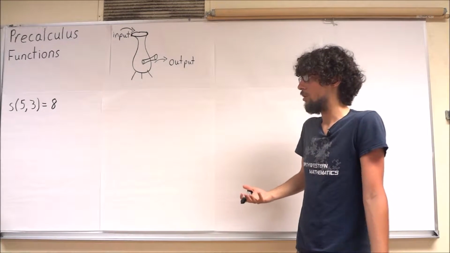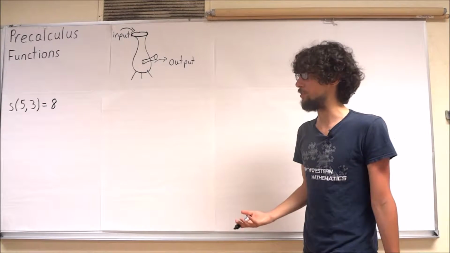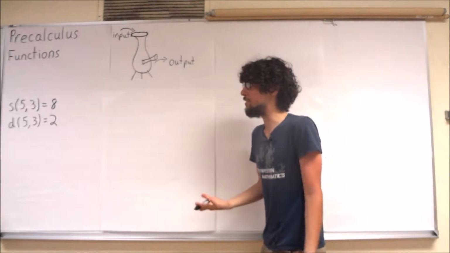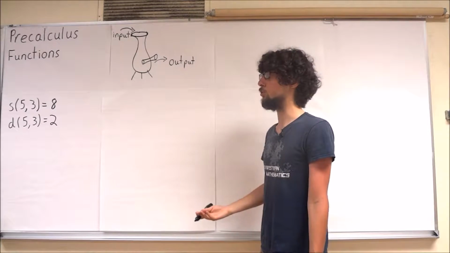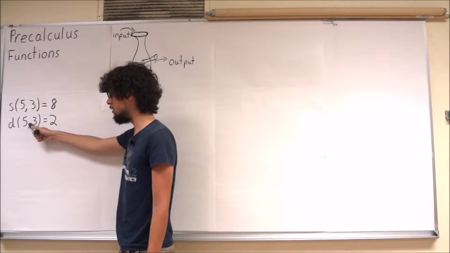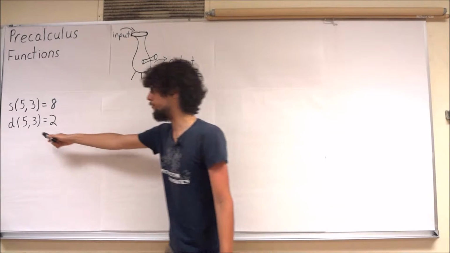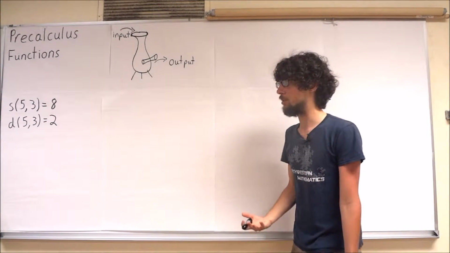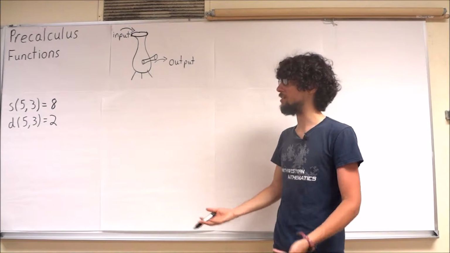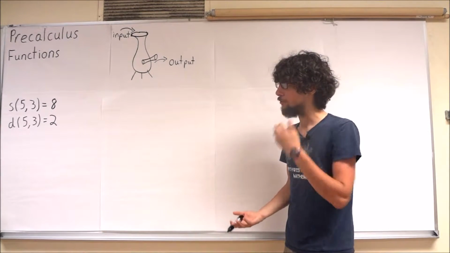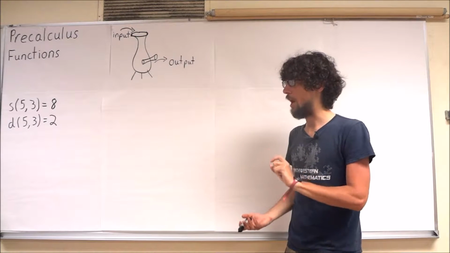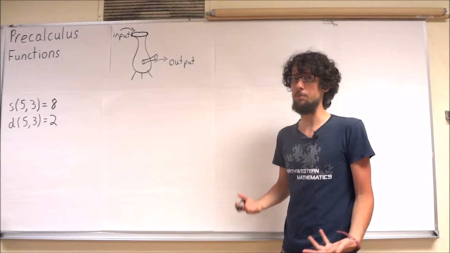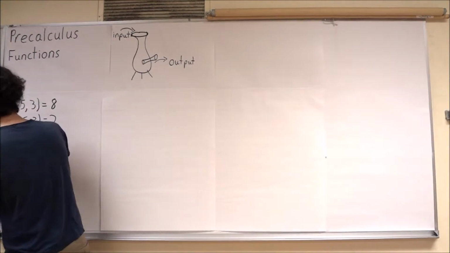I could also use the letter D for a difference function and write something like this. The difference of 5 and 3 is 2. Here, given these two inputs, I take the first number and then I subtract the second number, and that's my output. I have a clearly defined process, a clearly defined machine for getting from my two inputs to my single output. And of course, I could similarly define a product and a quotient.